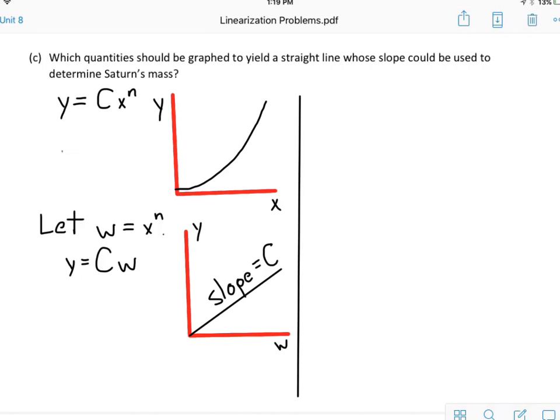Now, plotting y versus w is just like plotting y versus x to the n power. So if I, instead of just using x down here, I use x to the n and I calculate that and plot that versus y, then I'm going to get that same straight line that I had when I had y versus w. Okay, so let's see how that applies to this particular problem.